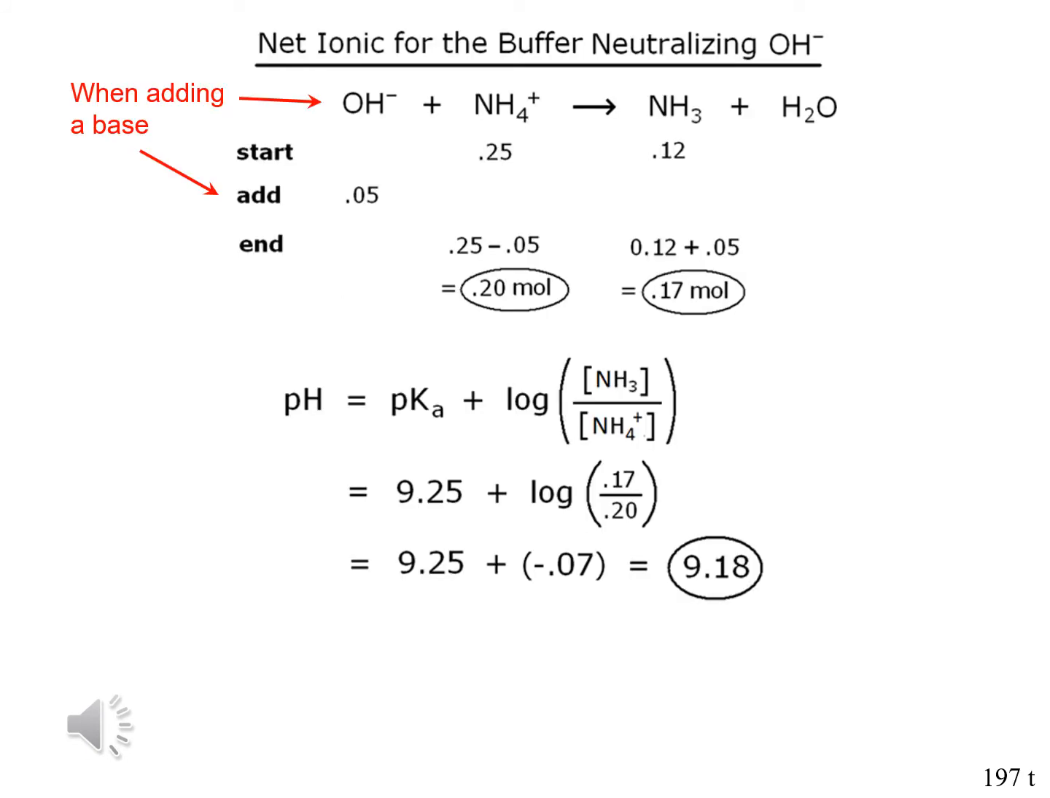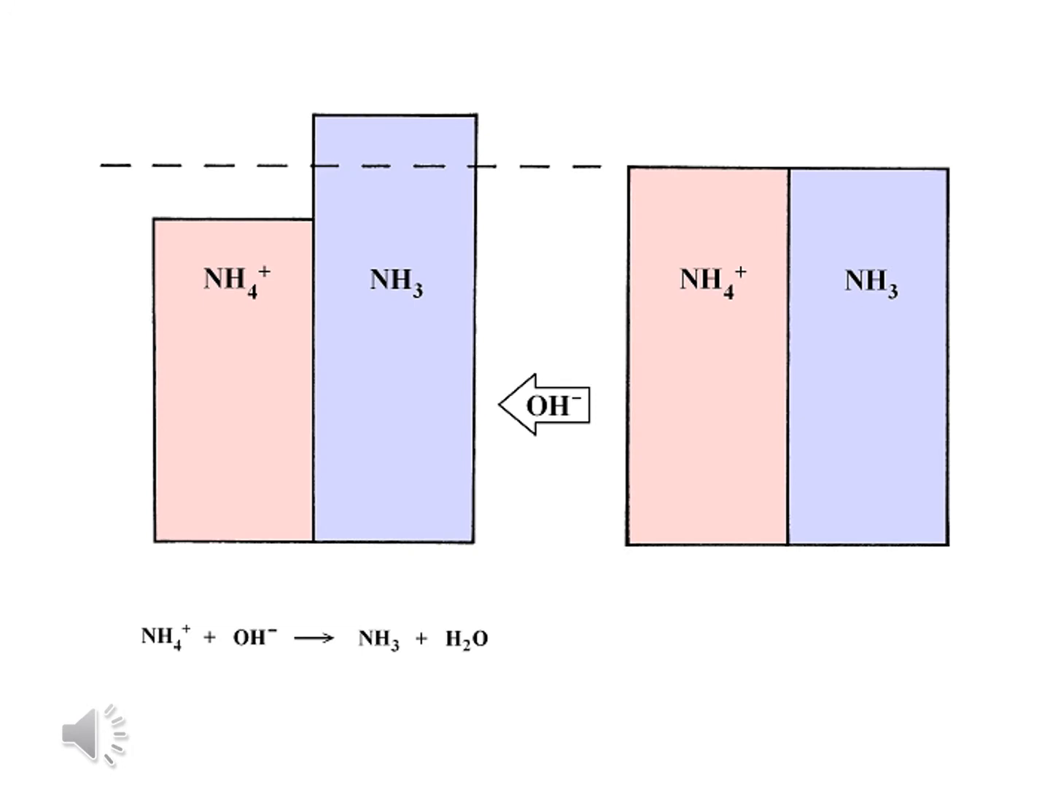So when we added base, we added to the base and subtracted from the acid. This time, if you look at the columns, when you add OH, it's the base that goes up some, the acid goes down some, and they go up and down by exactly the same amount.